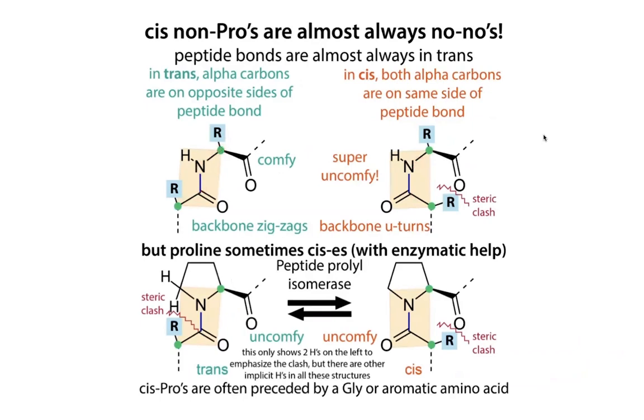So trans versus cis. When they're cis, you're going to have this R group clashing with this carbonyl oxygen. And when you have this steric clash, it's going to be super duper uncomfy.